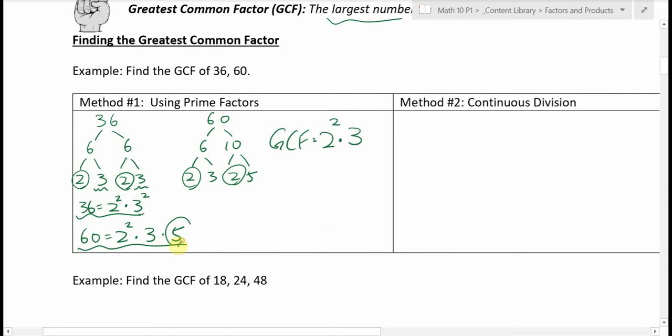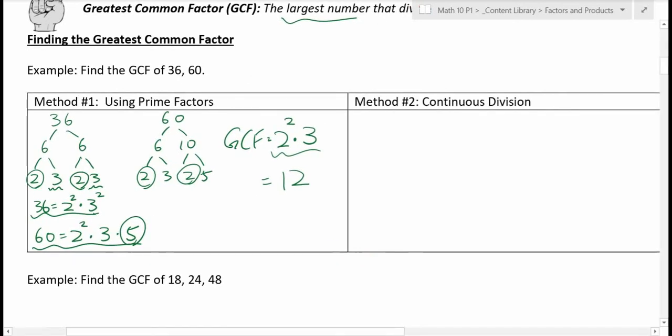Now there is a 5 in 60, but there isn't a 5 in 36 as a factor, so we don't include 5, and therefore this is your GCF. So 2 squared is 4, 4 times 3 is 12. So the greatest common factor between 36 and 60 is 12. Okay, so this is one of the methods, and I will show you the other method.